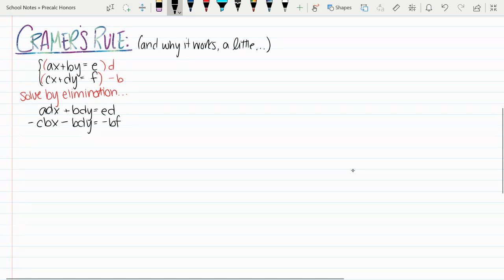All right, so if I was doing elimination, the next thing we would do is add these equations together, and my y terms would cancel out, and what we'd be left with here is this adx minus cbx equals ed minus bf. Now, if we just simplify this, factored out our x, I'm going to clean that guy up a little bit.